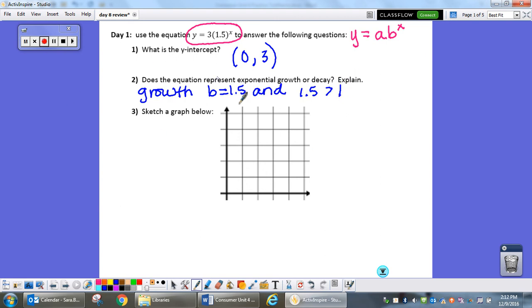So then to sketch, I will be checking to make sure you can plot your y-intercept at (0, 3). And then if it's growth, you go upwards with the curve. If it's decay, you go downwards with the curve.